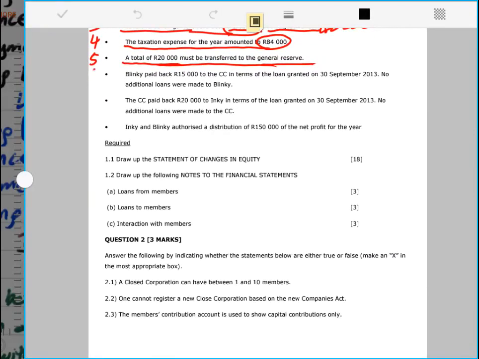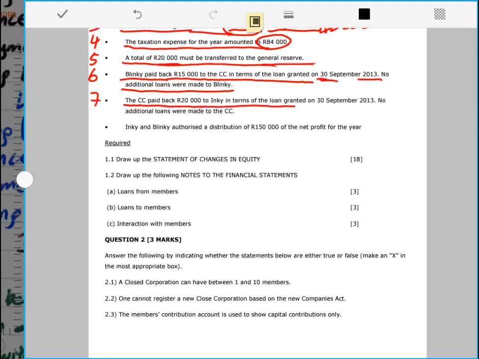Then bullet point number 6 says Blinky paid 15,000 rands to the Close Corporation in terms of the loan that was granted on the 30th of September 2013, and no additional loans were made to Blinky. So now that means there was no loan advance during the year to Blinky. Then bullet point number 7 says the Close Corporation paid back 20,000 rands to Inky.